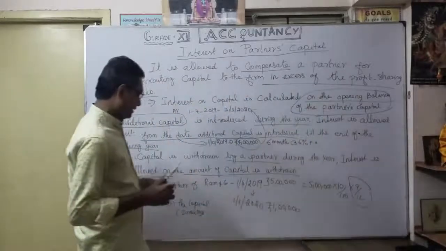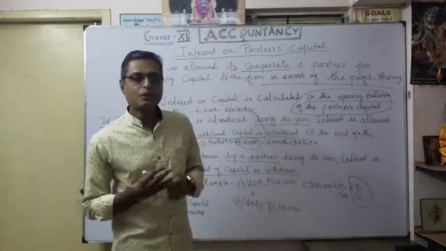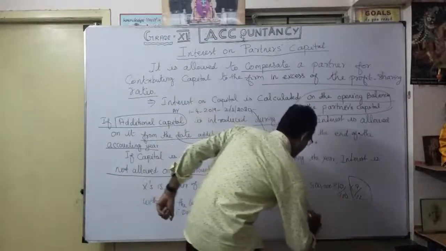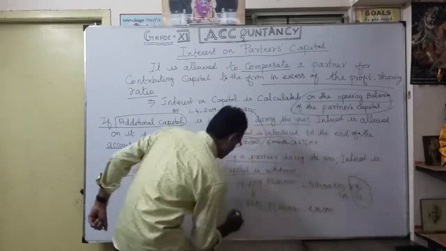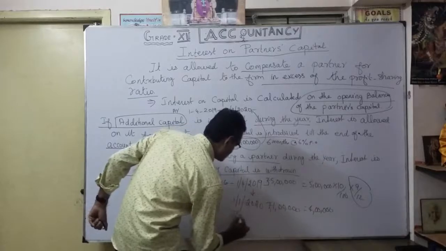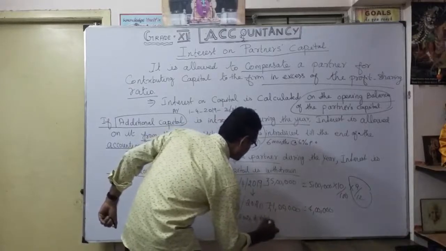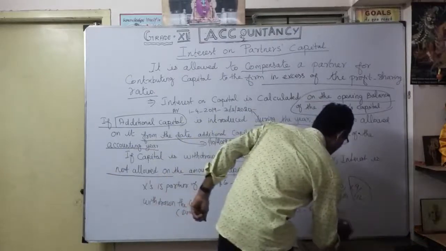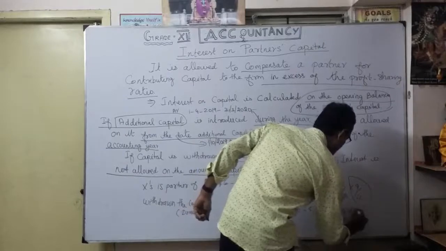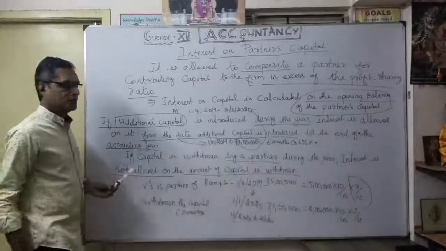Then we withdraw the capital of 1 lakh. So how much remains right now? Remaining 4 lakhs only, from 1st January 2020 to 31st March 2020. I am going to calculate again at 10 by 100 rate of interest, so only 3 by 12. You understood? That's how we are going to calculate on the capital.